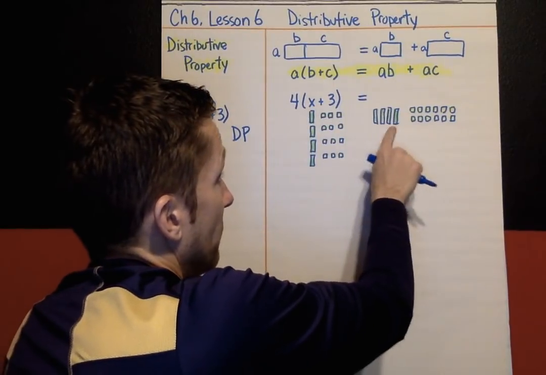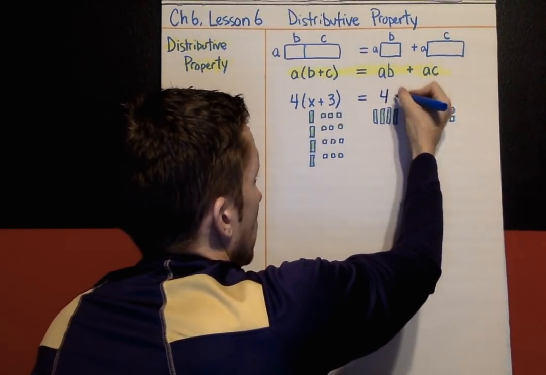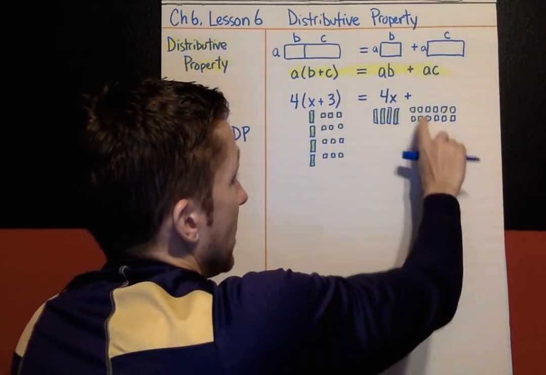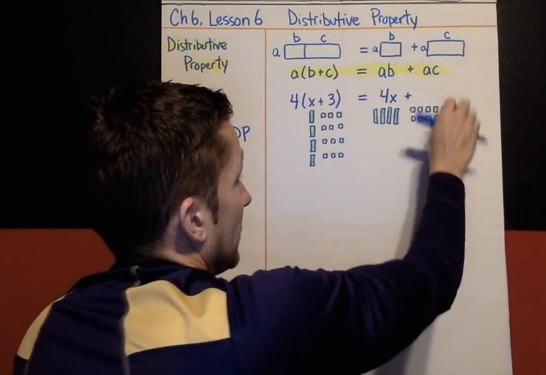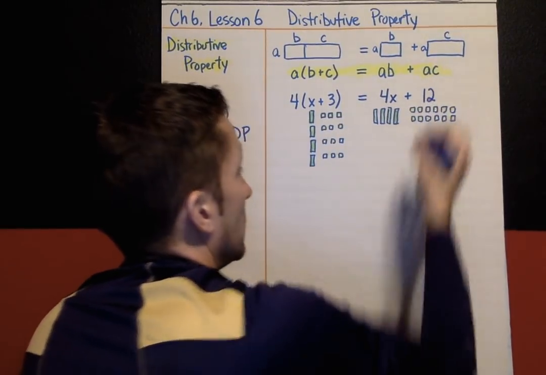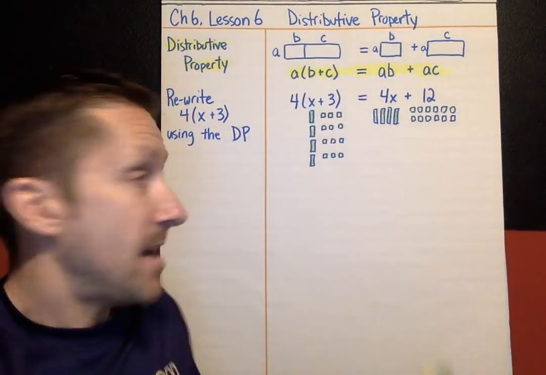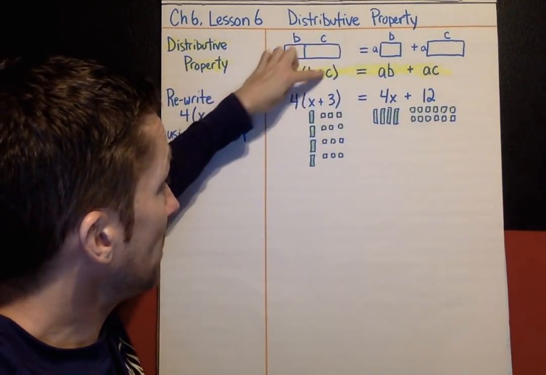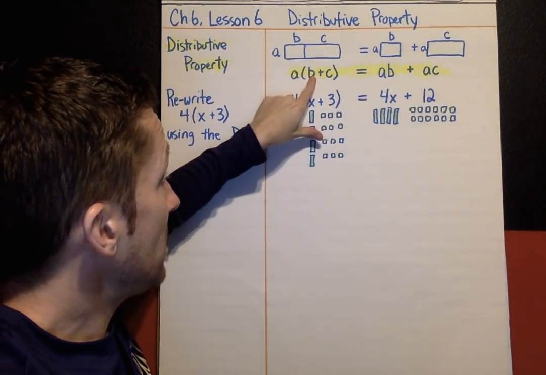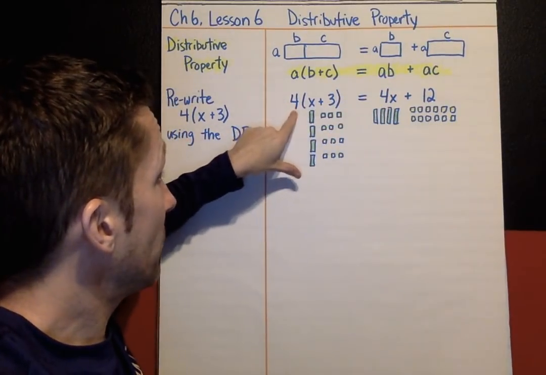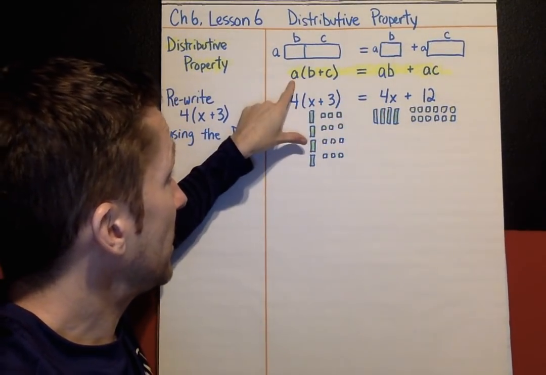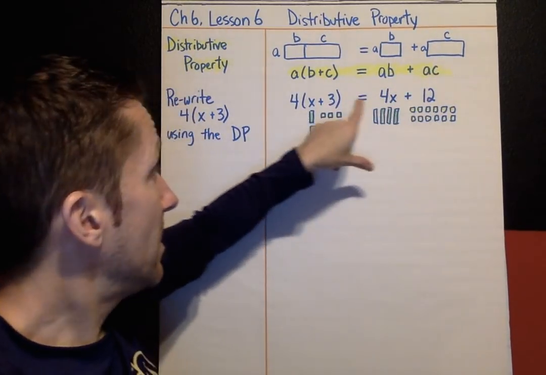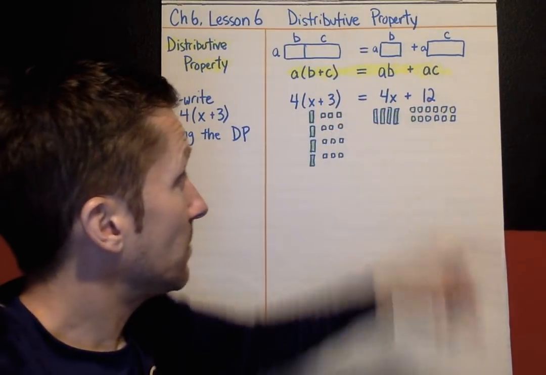If I combine all my fries together, I would have 4 x's. I put all my nuggets together, and I've got 1, 2, 3, 4, 5, 6, 7, 8, 9, 10, 11, 12 nuggets. And this follows the exact same pattern as the distributive property. You can see how these things match up. A, B multiplied together here, 4 times x is 4x. And then AC right here being multiplied together, that turns into 4 times 3, which is 12.